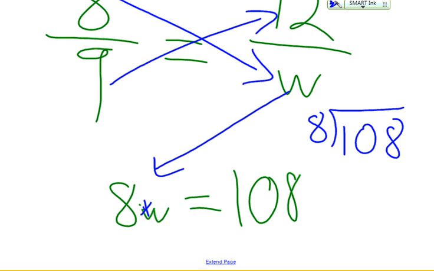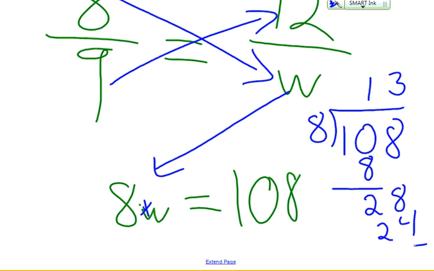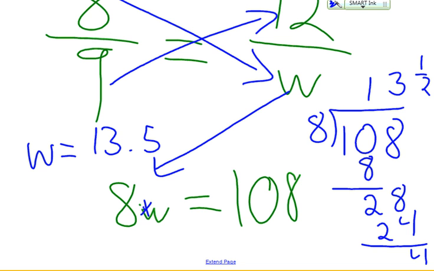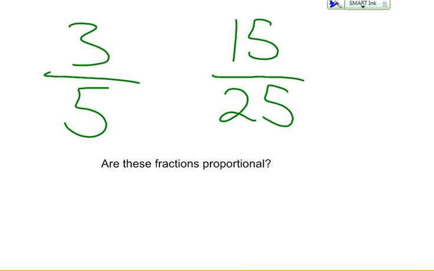We're going to hope it comes out even. 8 goes into 10 one time. Subtract, get a 2, bring down the 8, 28. Doesn't look like our number is going to come out even, but we can still work with this idea so you can see the process you would have to take. And so you get a 4. Technically it's 13.5, so w equals 13.5. But you see how we are able to solve for that.